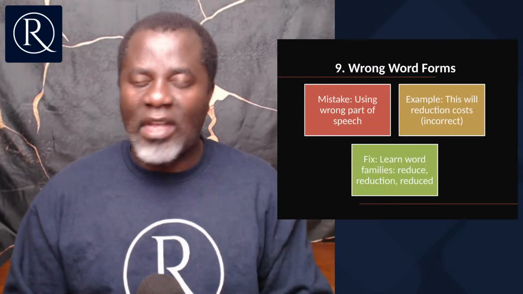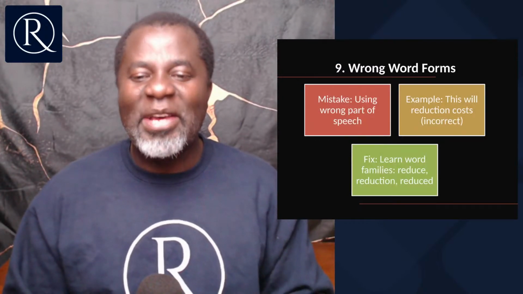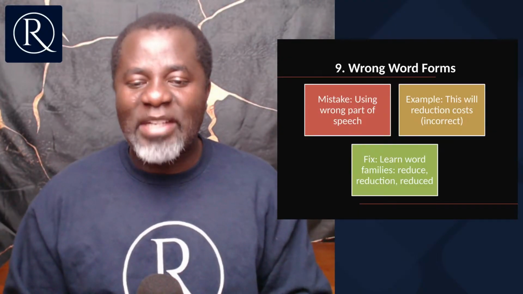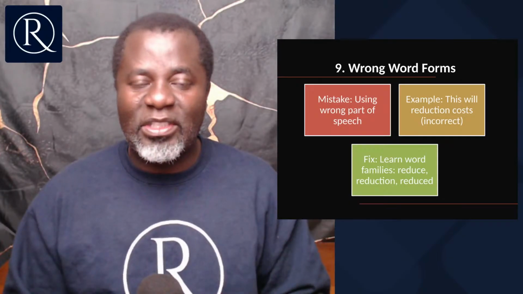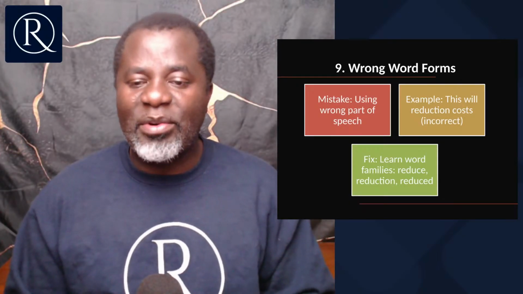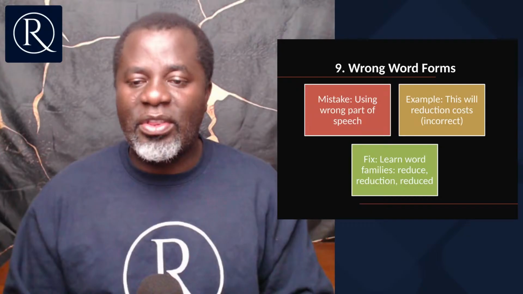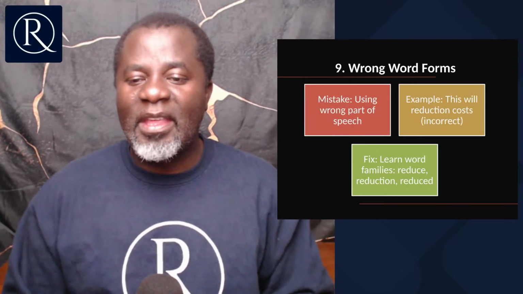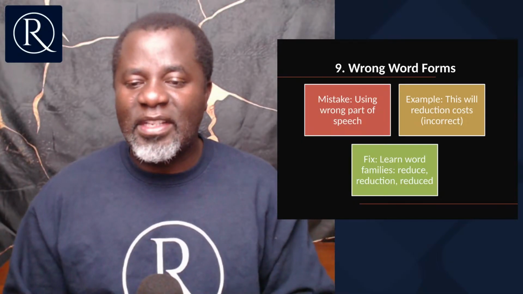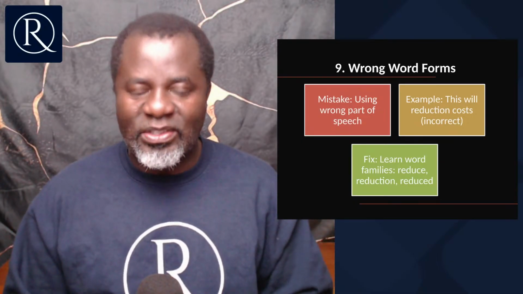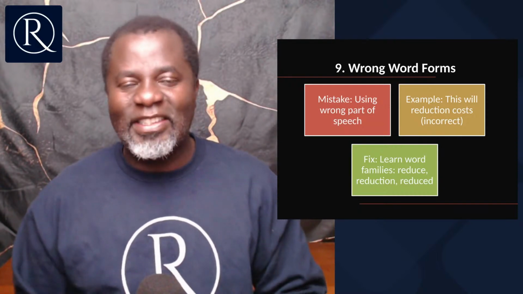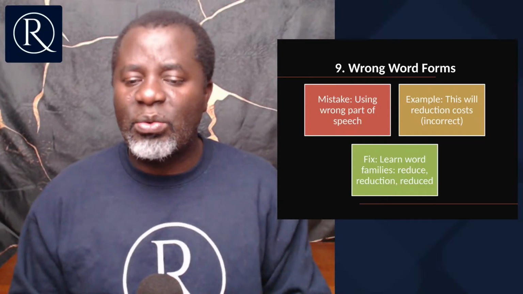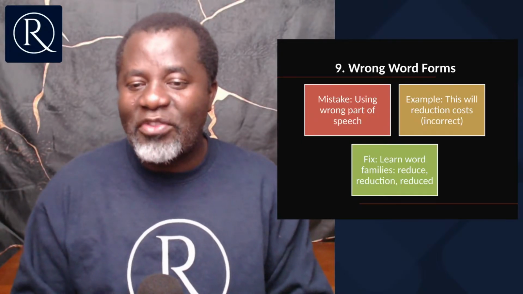Mistake number 9, wrong word forms. Using wrong forms. Using wrong part of speech. A part of speech is just a word class like a noun, a verb, a pronoun, and so on and so forth. For example, how do a lot of people make this mistake? They will say, this will reduction costs, this will reductions. Again, this is a ridiculous example, but I put it there that instead of using will reduce, you use the wrong form, which is a reduction.